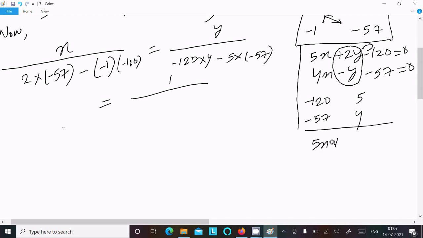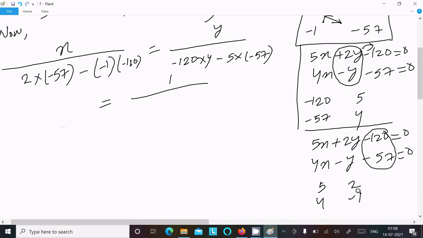Thereafter write the equation once again: 5x plus 2y minus 120 equal to 0, 4x minus y minus 57 equal to 0. So here the constant part, this constant we need to hide. Do the cross multiplication of the coefficients of x and y. So 5, 2, 4, minus 1. So 5 into minus 1 minus 2 into 4. Okay, so let's do the calculation here. Then after that you can get the answer.